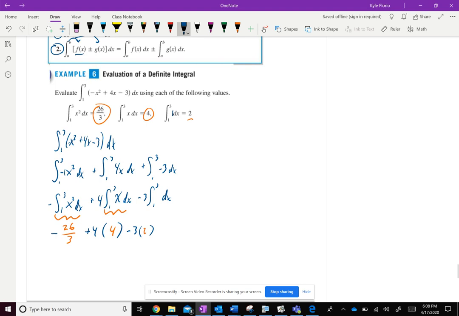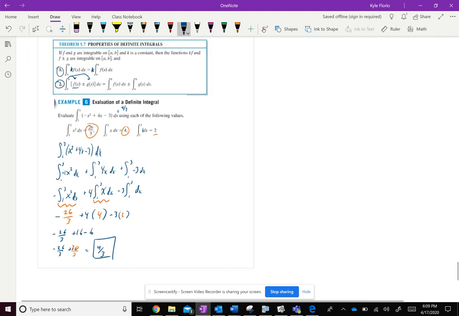And that's pretty much it. Just multiply it all out. Combine like terms. We have negative 26/3 plus 16 minus 3 times 2, which is 6. So that's negative 26/3 plus 10. 10 is the same thing as 30 over 3. So 30 minus 26, that's going to be 4/3. So that's what we get. We evaluate this integral. It's 1 1/3 or 4/3, and that's it.